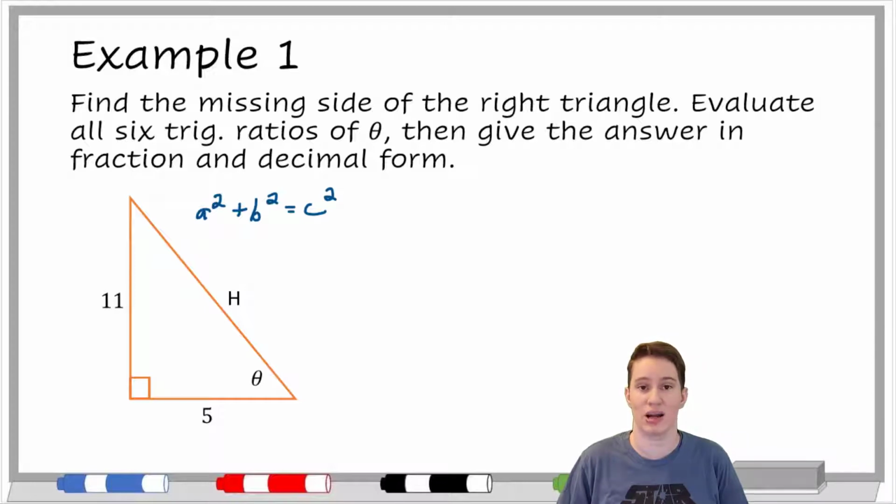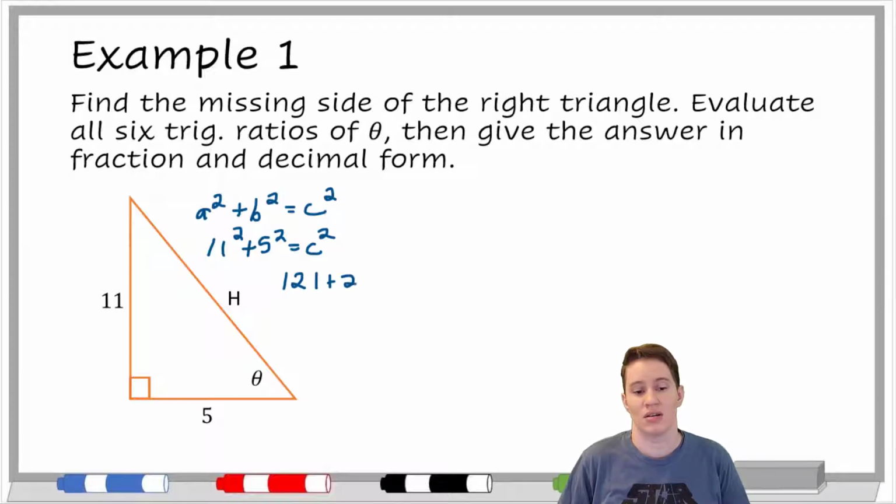So here we're missing our hypotenuse. 11 and 5 are the legs of our triangle. So we're going to do 11 squared plus 5 squared, which is 121 plus 25. And 121 plus 25 is, maybe I should write that down, 146.